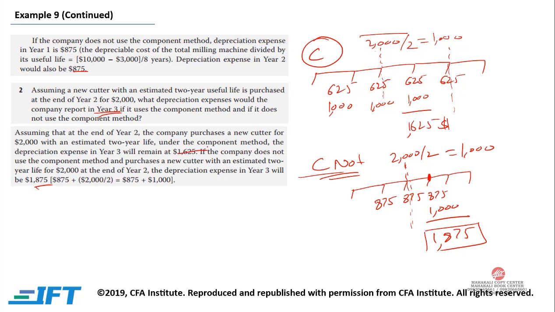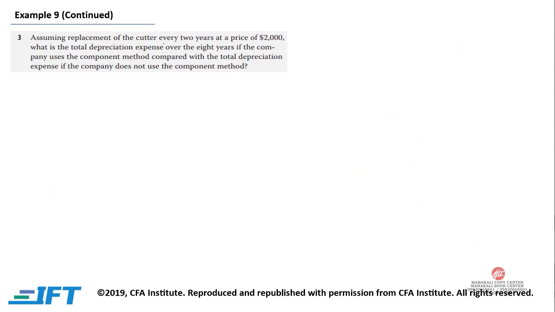Assuming replacement of the cutter every 2 years at a price of 2,000, what is the total depreciation expense over the 8 years if the company uses the component method, compared with the total depreciation expense if the company does not use the component method? If we are using the component method, we realized that each year the depreciation would be 1625. Even after the second year, our depreciation came to 1625, and this is going to continue.